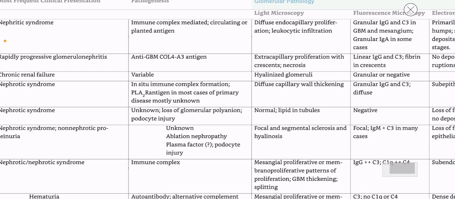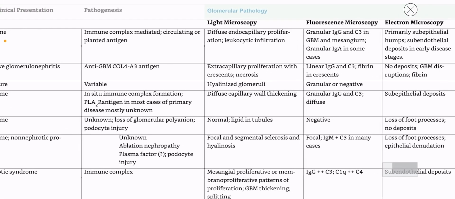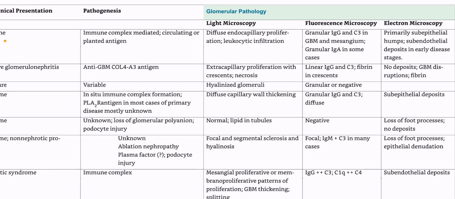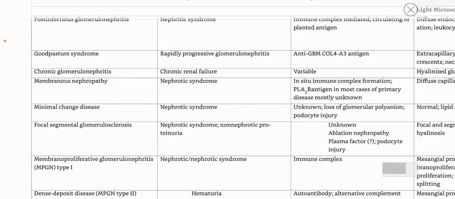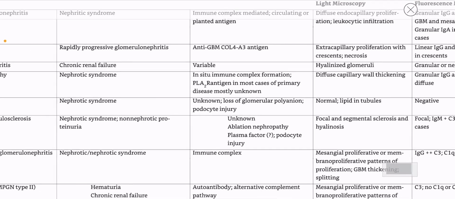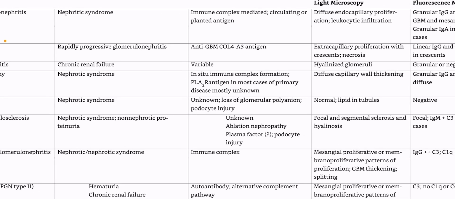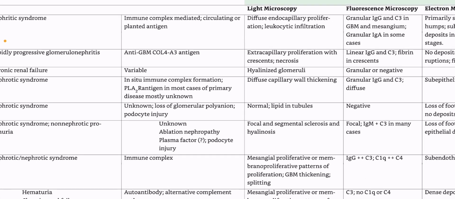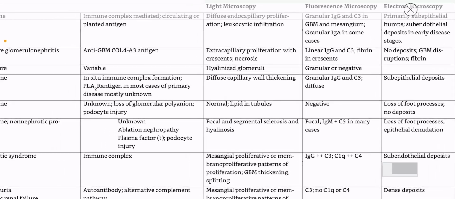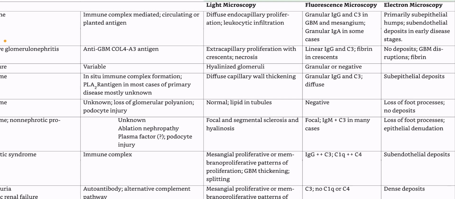In this, we have the diffuse capillary wall thickening, and you have the granular immunoglobulin and complement, which is diffuse. And there are subepithelial deposits. The next one is the minimal change disease, which causes nephrotic syndrome. It's an unknown cause. There is a loss of glomerular polyanion and podocyte injury. There is normal light microscopy with lipid in the tubules, negative immunofluorescence, and loss of foot processes with no deposits.